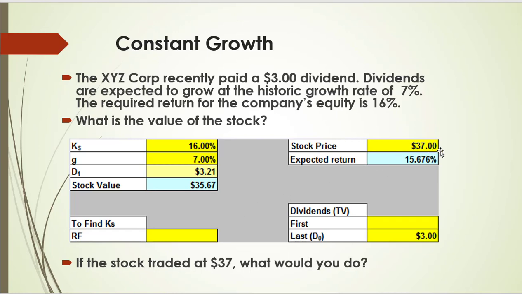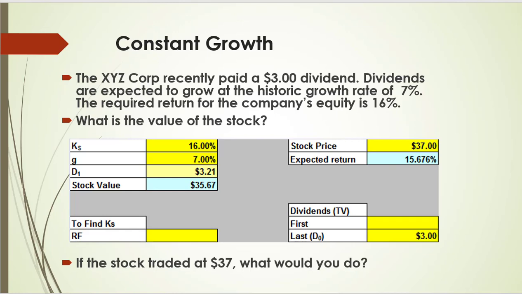So what would you do if this stock cost $37? Would you pay $37 to get something worth $35? In fact, if you did pay $37, you would expect to earn a 15.6% return when you wanted a 16% return. So again, this is just a basic model. We haven't added any of the curveballs that we'll add to this conversation, but that's the basic model. It's a very simple model.